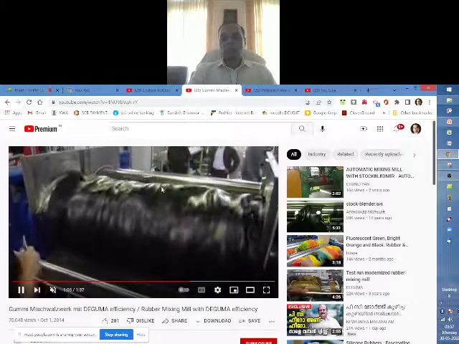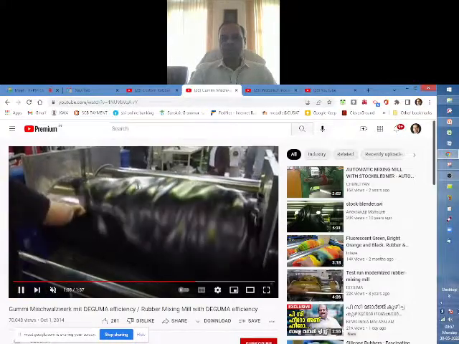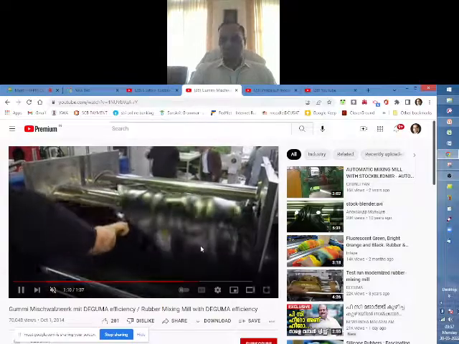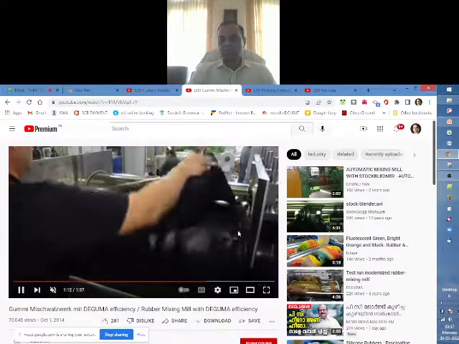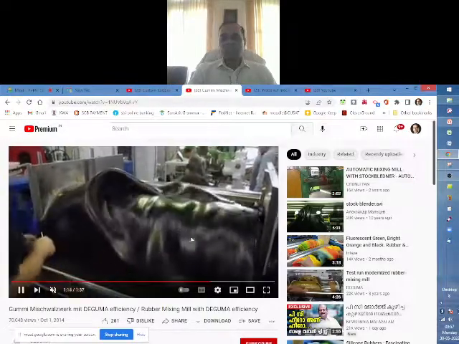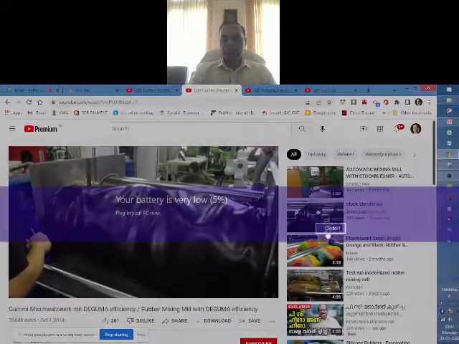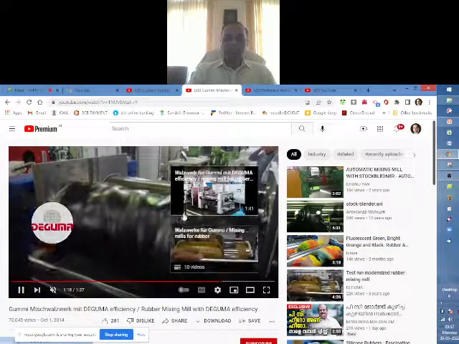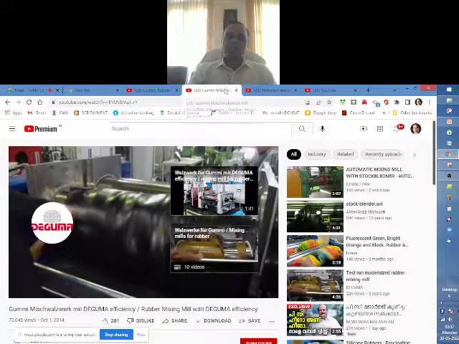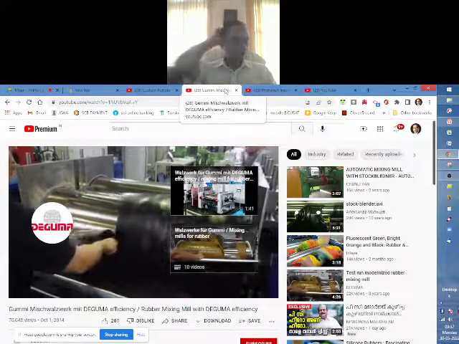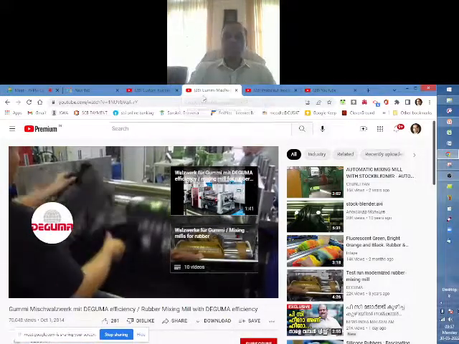once that is done, then you will add sulfur and accelerator here. Once the sulfur and accelerator are given, give a 3/4 cut once from both sides, then you have to take the roll again and pass it 6 times endwise. Pass it 6 times endwise.